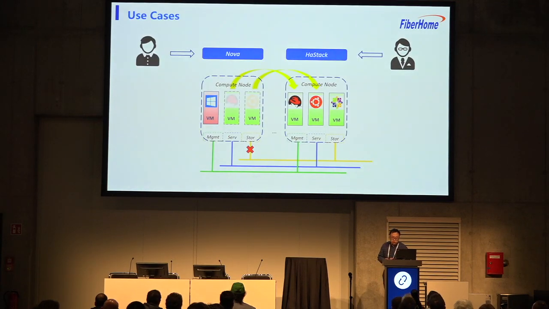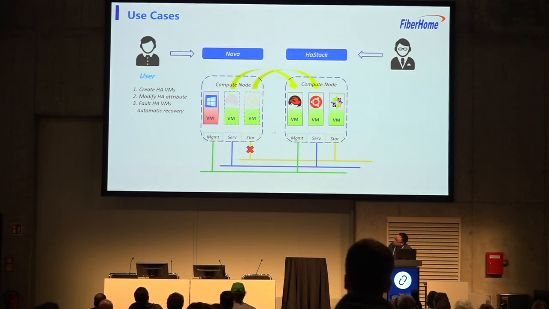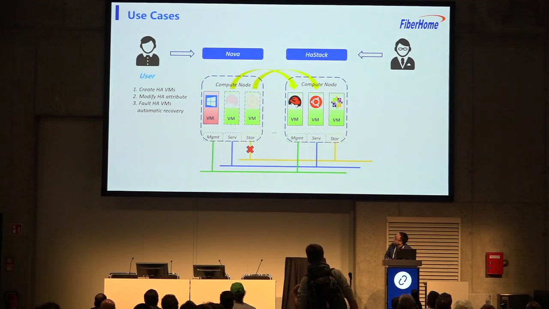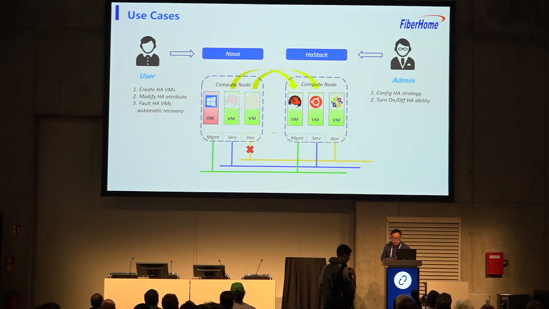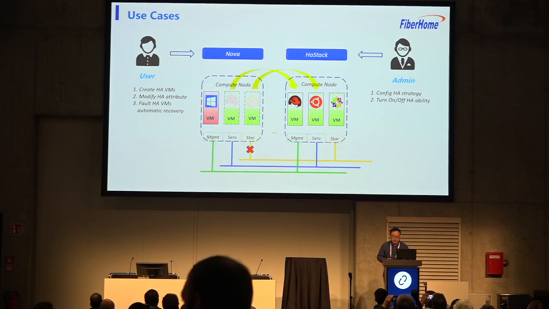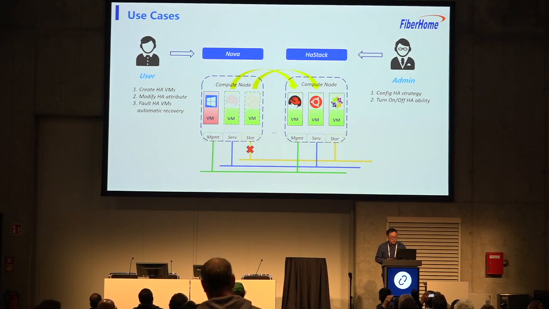And let's take a look at the usage scenarios. This graph illustrates how the system interacts with end users. For general users, they can create HA VMs and modify HA attributes, and their HA VMs will automatically recover from a host failure. And for the admins, they can configure the HA strategy and other params, and they can also turn on or turn off the HA ability when needed.